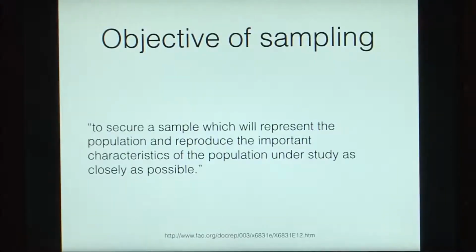So what is the objective of sampling? The objective of sampling is to secure a sample which will represent the population. So we want a representative portion of the population, one that reproduces the important characteristics of the population under study as closely as possible. What we are trying to do here is take a representative small portion of the population, measure its parameters, and then get a value for the population as a whole. So we will get an average value for the whole population.